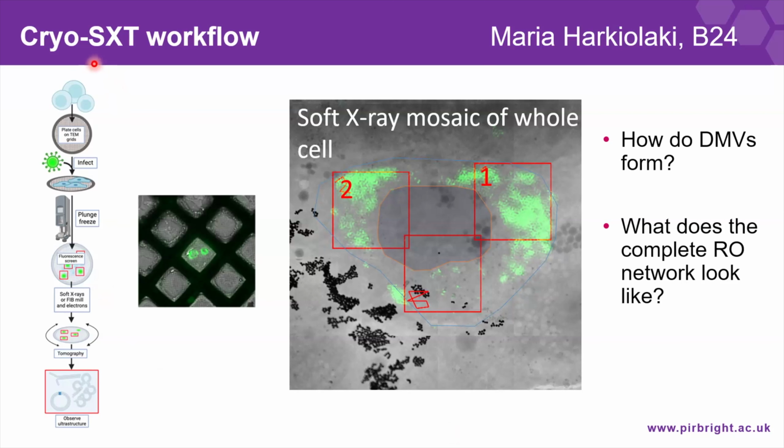So the workflow here is to plate cells onto EM grids, infect, plunge freeze, so we're looking at near-native state hydrated cells, and then perform a fluorescent screen with the fluorescent microscope to identify those infected cells on the grid. This grid is then put into the X-ray microscope, and you can see here a mosaic of the whole cell of images that Patrick's taken. And on the next slide, I'm going to show you a video of this section here.